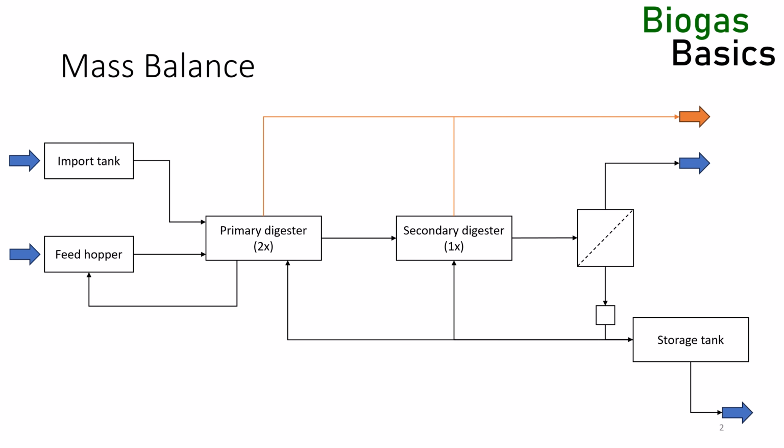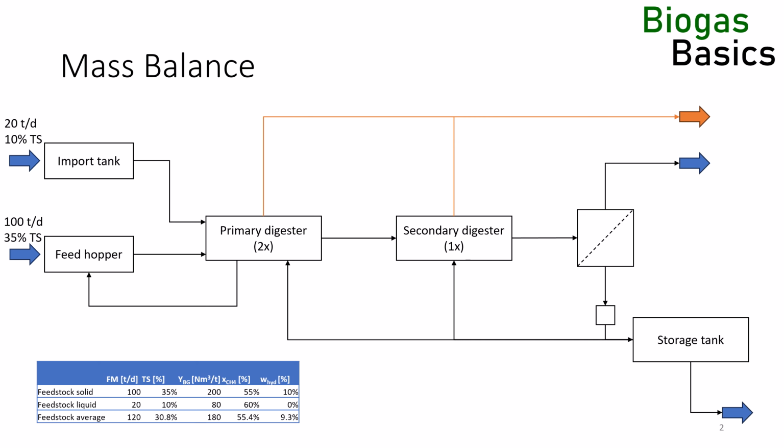First, we calculate the mass balance as shown in presentation 4.1 to determine all mass flows between the different process units. The plant feeds 100 tons per day solid and 20 tons per day liquid feedstock. The feedstock properties are shown in the table below.